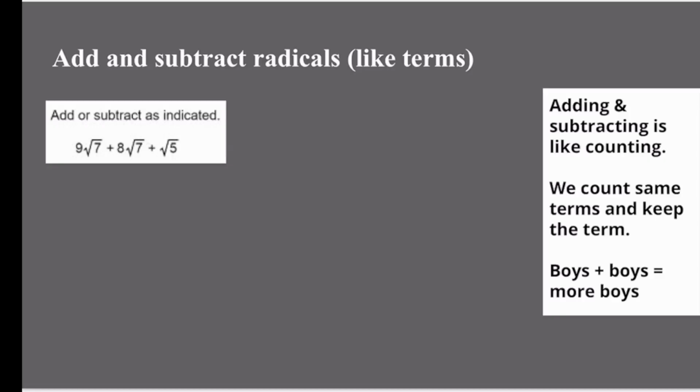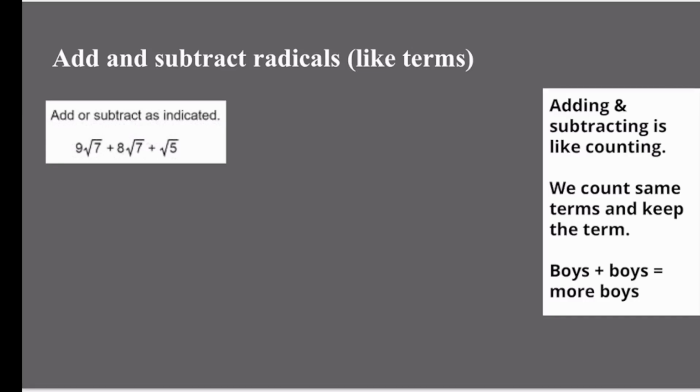Add and subtract radicals. So adding and subtracting is like counting. We count the same terms and we keep the term. So when we add boys and boys, we get more boys. This same concept translates to radicals.